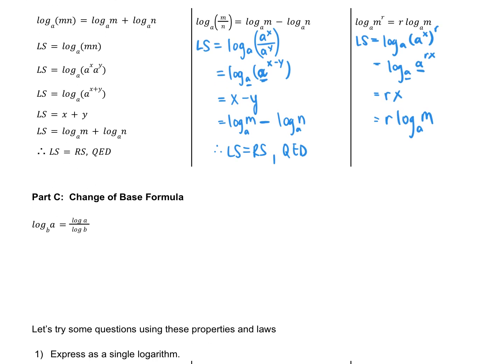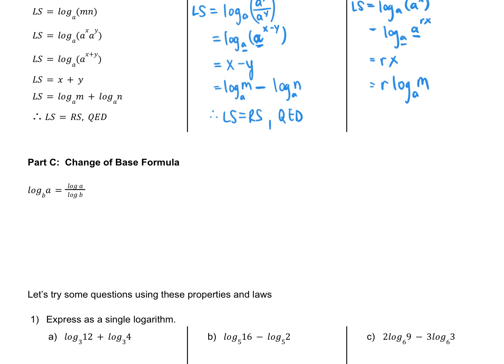And the final little formula we have is a change of base formula. If you have log a with a base of b, this can be rewritten as log a over log b. And you'll notice that these don't have bases. It's just that common base of 10. Sometimes it's a useful change of base formula to help you solve certain things or simplify certain things. So we've seen our laws, we've seen our properties, let's try to use them.